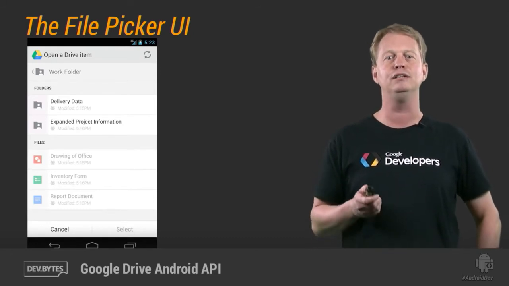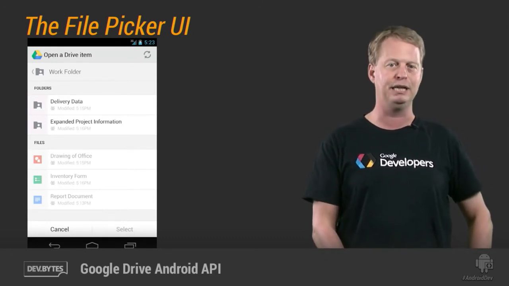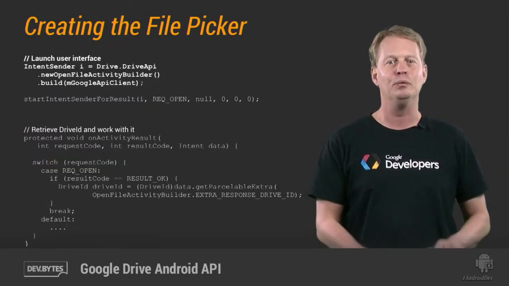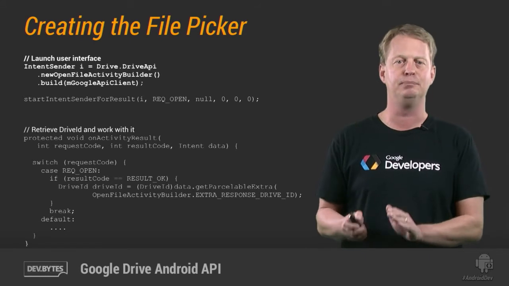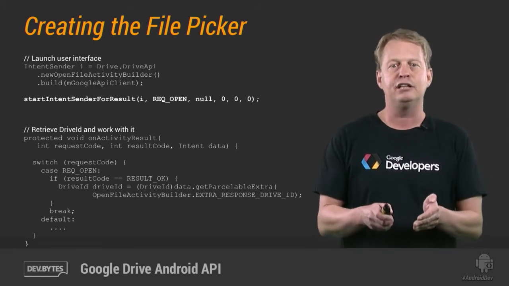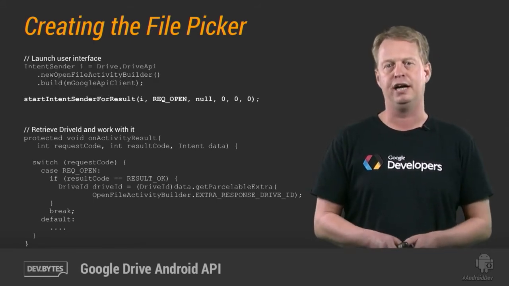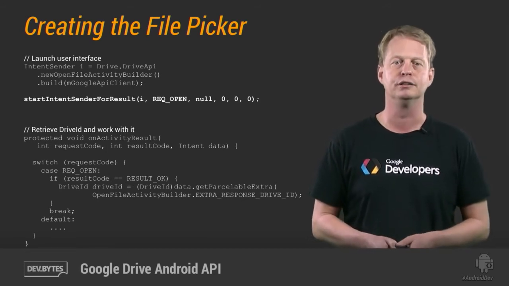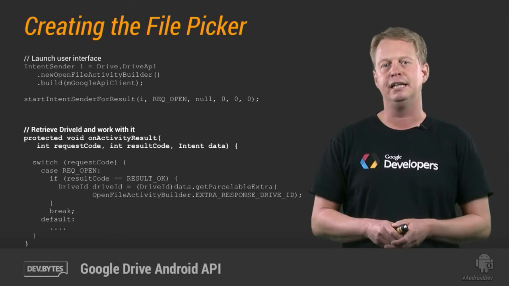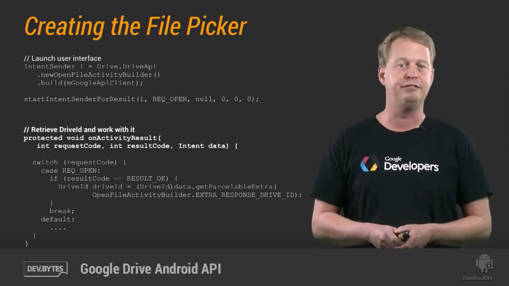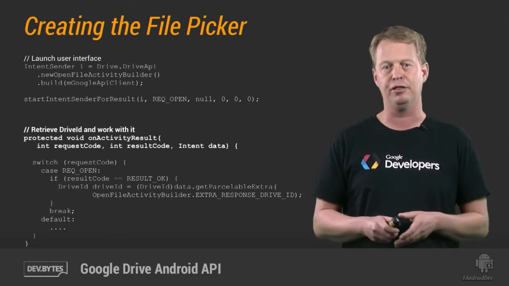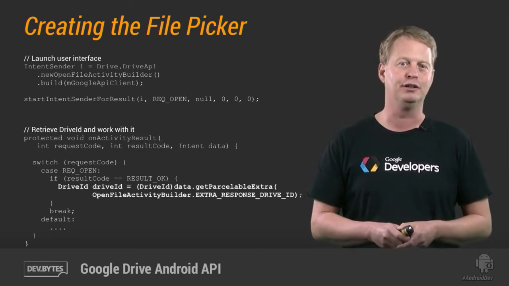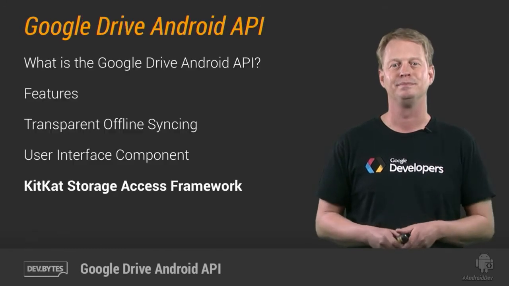The only thing you need to do is display this file picker. So how do you do that? Well, first of all, you create an intent, which opens up the file activity builder. Then the actual magic happens when the intent is fired. The user will be able to select the files or folders that they want. Once the user has selected their files, the result will be available in the onActivityResult method, as usual on Android. And finally, you get the Drive ID for the content that you can work with.